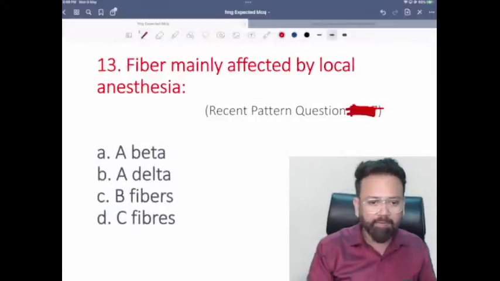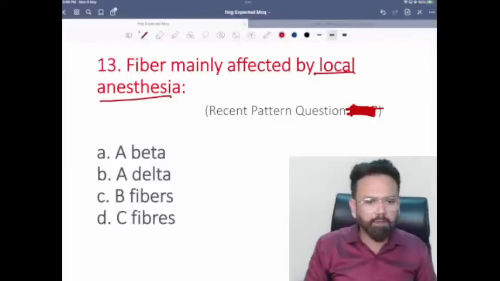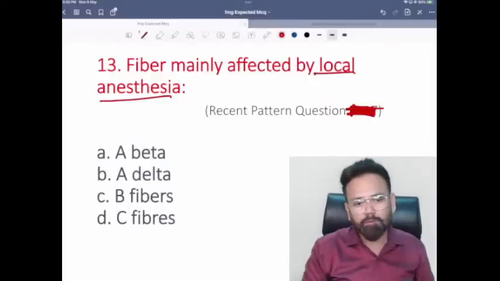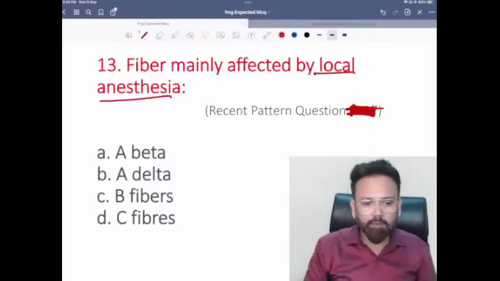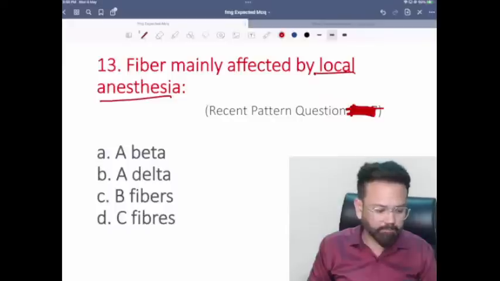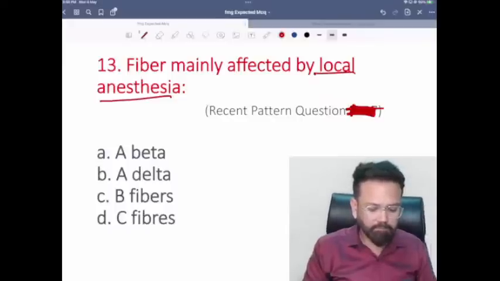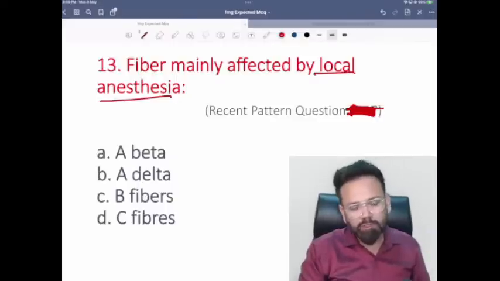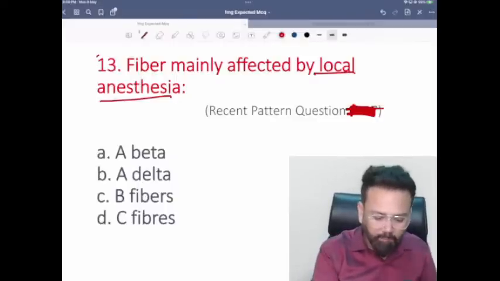Which fiber is mainly affected by local anesthesia? A beta, A delta, B fiber, or C fiber? Although this is a controversial question because in Ganong something else is given, we follow clinical books like anesthesia.